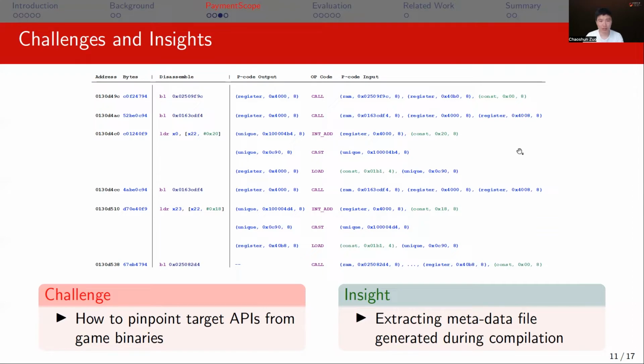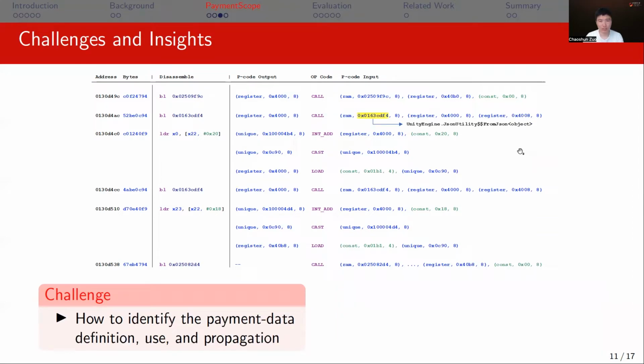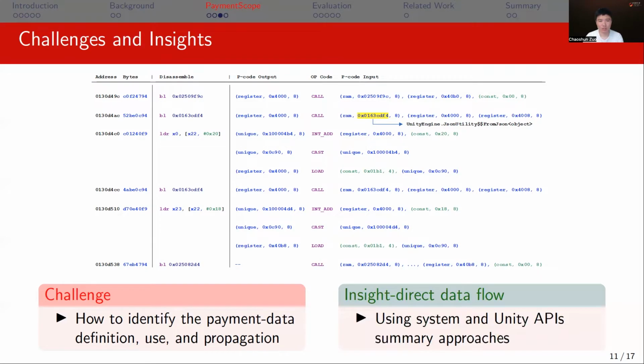For the last challenge, IL2CPP has merged the system libraries and game code together. As a result, if we perform traditional data flow analysis, we have to analyze the system library when the game calls system APIs. It will make this analysis too complicated. Our insight is using API summary. In particular, we first summarize the propagation rules for the system and the Unity APIs. When we encounter such an API, instead of analyzing its code, we directly apply the rules.